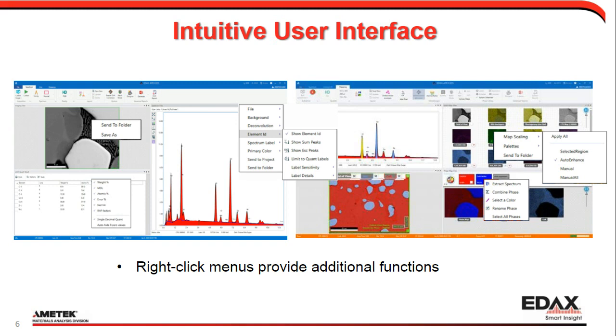more spectrum display options, such as turning background and deconvolution on or off, change label sensitivity, font size, and spectrum colors. You can also access element ID options and spectrum file save options. Right-click on an element map, you can access map scaling, coloring, and save options. Click on a phase in phase map window can extract spectrum, combine phase, change phase color, and rename phases.